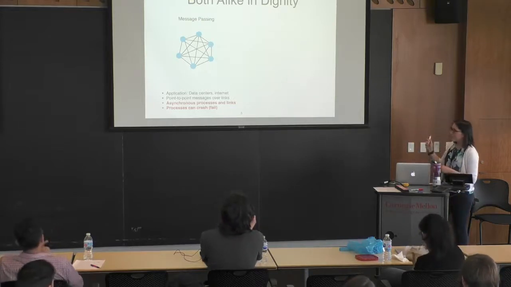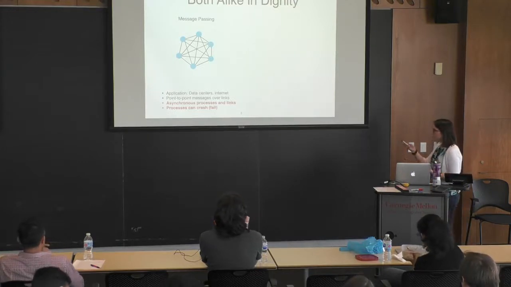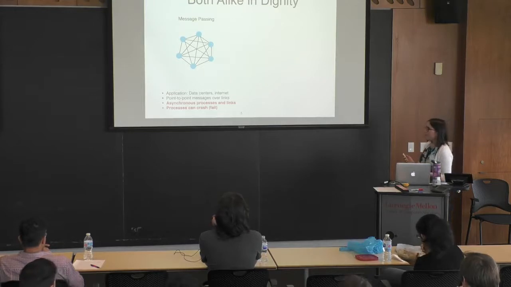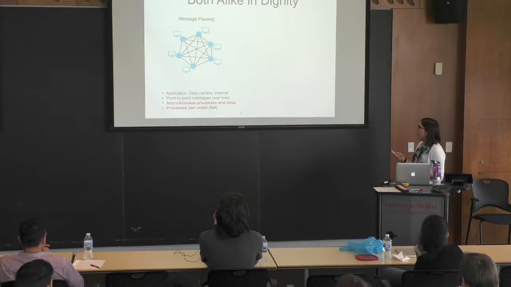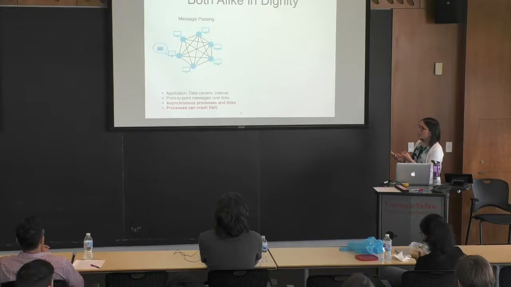So I'm going to be talking about two models that are very commonly used in distributed computing. The first one is message passing. And that you can think of as the setting where you have many computers that are connected over a network. And in this setting, a computer that wants to send a message picks who the recipient of that message is and simply transfers it across the network.